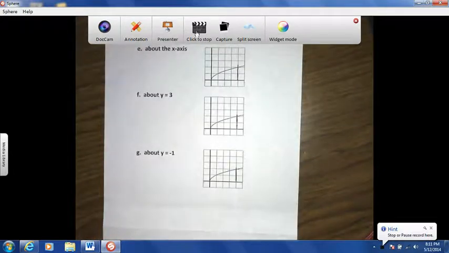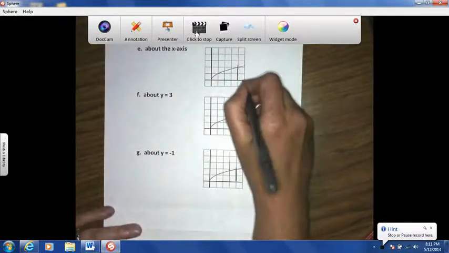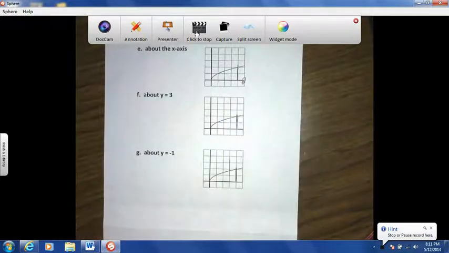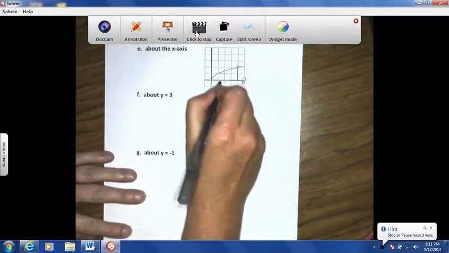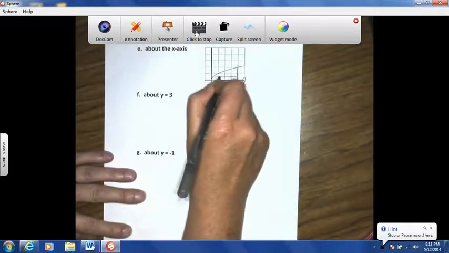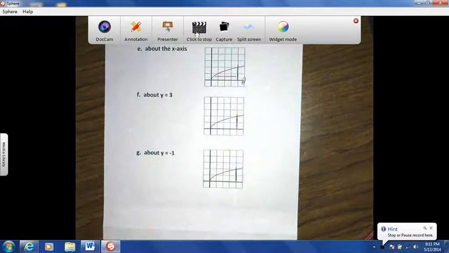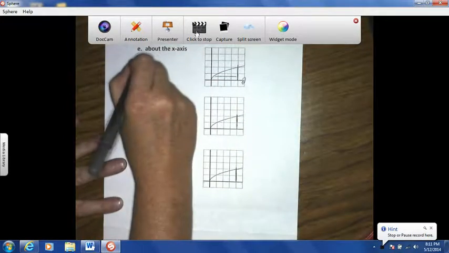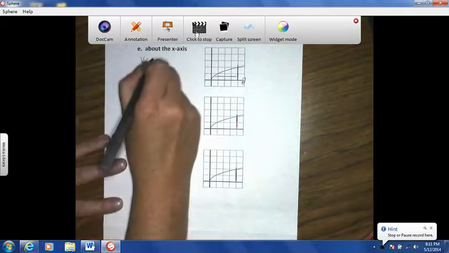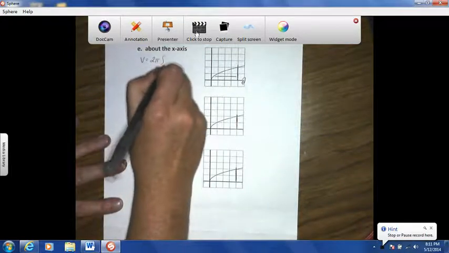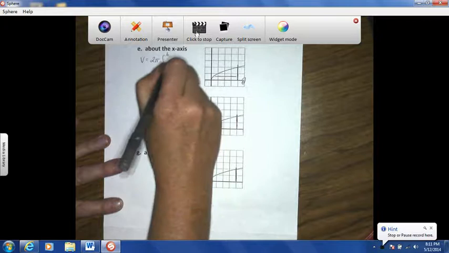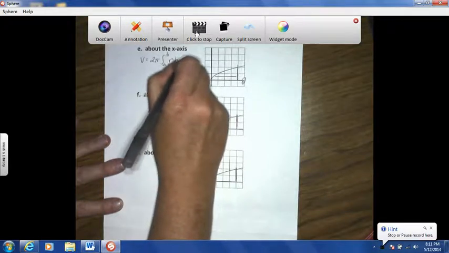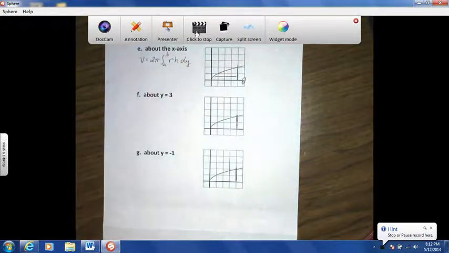Let's take the exact same region and let's rotate this around the x-axis. Now, if we are rotating around the x-axis, that means that we're going to need horizontal rectangles. If we are using horizontal rectangles, that means we need to be working with y's. So our formula is going to be 2 pi times the integral from a to b of r times h times our thickness, which in this case is going to be dy.